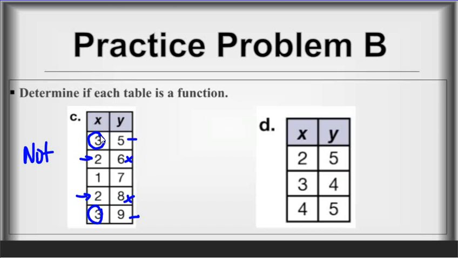Letter D over here. If I check my x's, none of them repeat. My y's, I have a 5 here and a 5 here. That is okay, because as long as I have one x partnered with one y, that will work. So yes, this is a function. You just can't have x's repeat and give you two different y values.